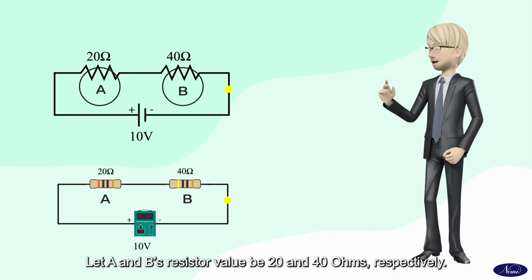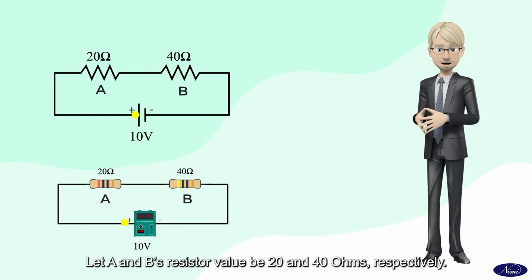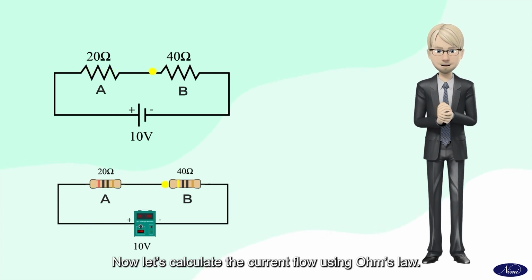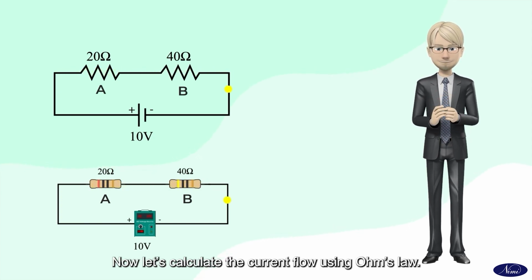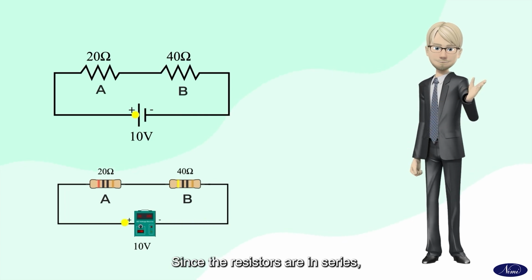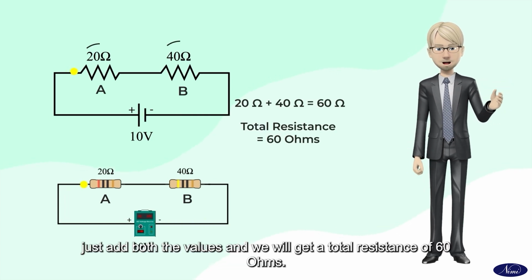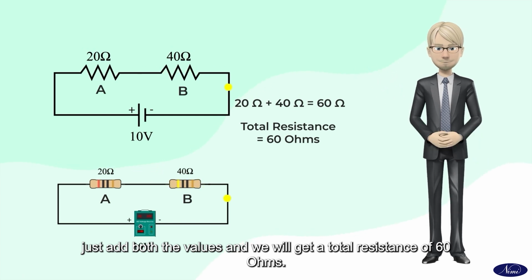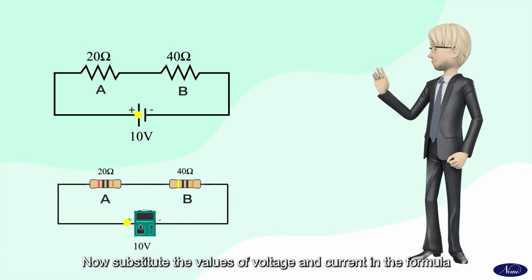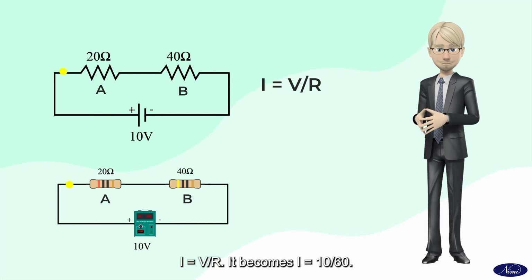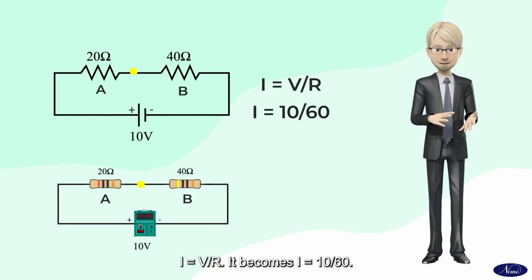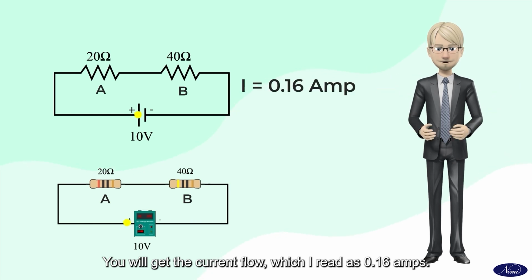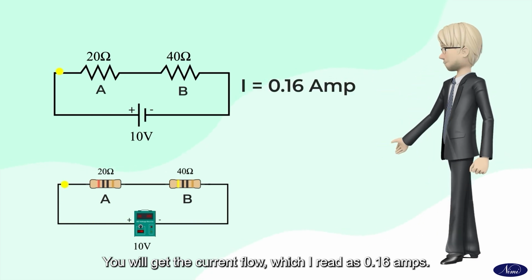Let A and B's resistor values be 20 and 40 ohms respectively. Connect a voltage source or battery with 10 volts. Now let's calculate the current flow using Ohm's law. Since the resistors are in series, just add both the values and we get a total resistance of 60 ohms. Now substitute the values of voltage and resistance in the formula I equals V by R. It becomes I equals 10 by 60. You will get the current flow, which I read as 0.16 amps.